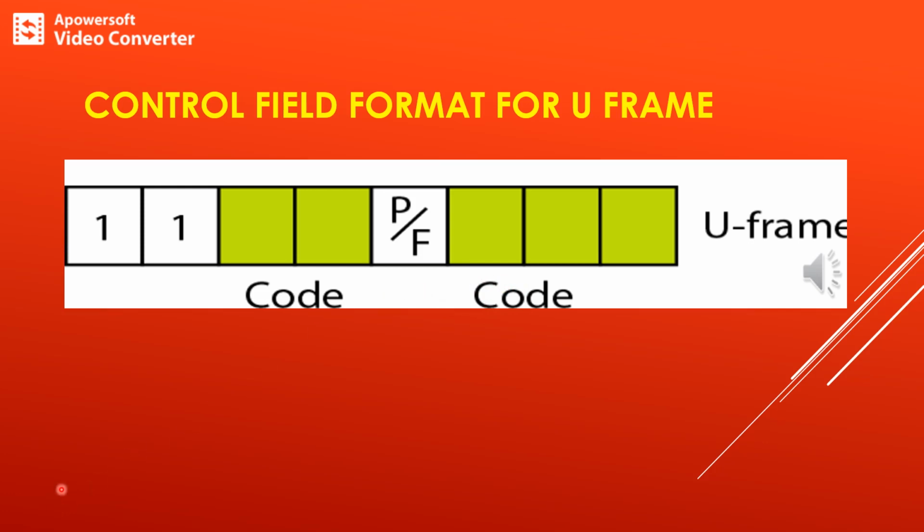So we can say that if the first bit of the control field is 0, the type of the frame is I-frame. If the first bits are 1,0, the type of the frame is S-frame. If they are 1,1, the type of the frame is U-frame.